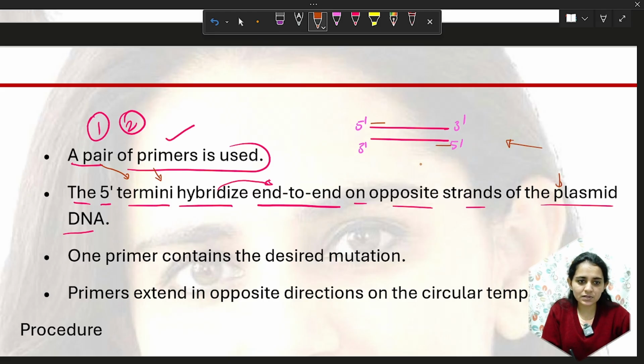This is the plasmid and we are making it in linear form so we can use it in PCR. In PCR we cannot amplify the circular form of the DNA. That's why, whatever type of DNA we have, we have to make it in linear form.